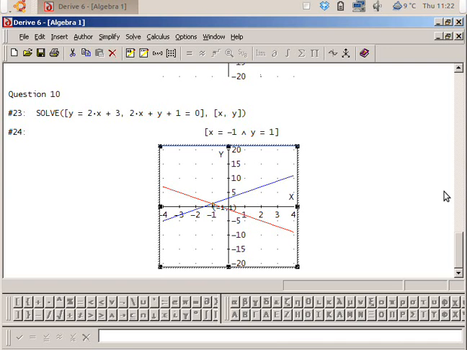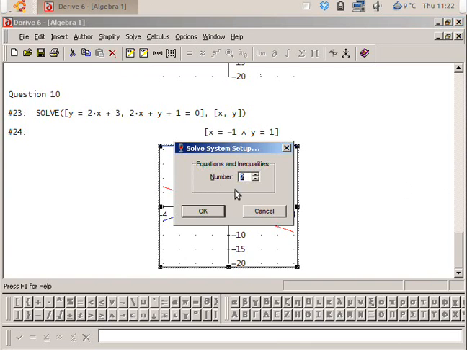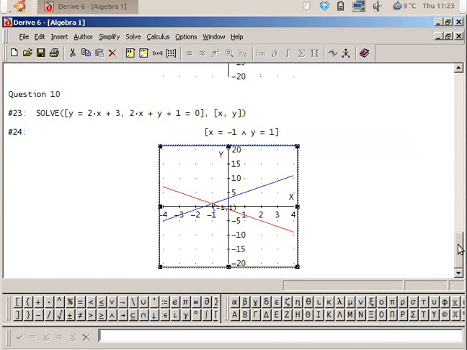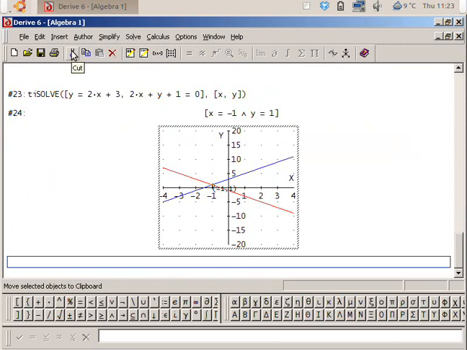Do you want to repeat how that x equals -1? Yep, I did solve system and 2 equations, and I typed in line 21 and line 22 and solved. I think it was 21 and 22, yeah. Okay, what's next now? Question, where am I now? 11.